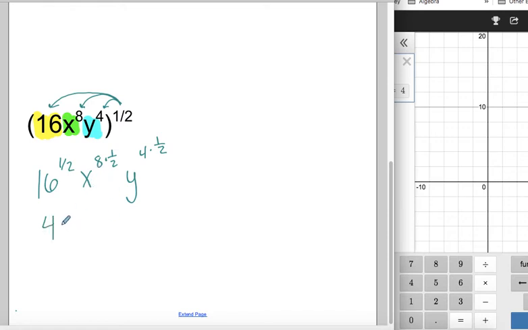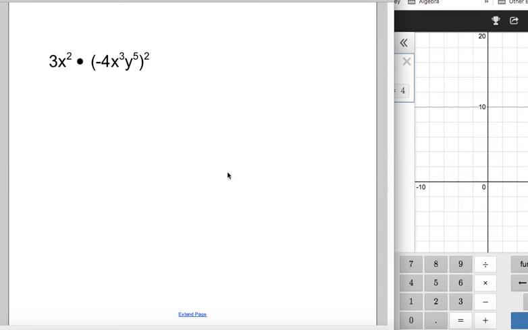So our coefficient here, the 16 to the 1/2 power, is equal to the number 4. For the x's here, the product of 8 and a half, so 1/2 times 8 is 4. And then for the y's, the product of 4 and a half, 1/2 times 4 is 2. So our answer is 4x to the 4th y squared. I think we have one more.